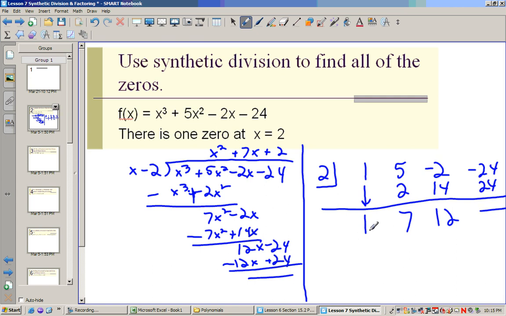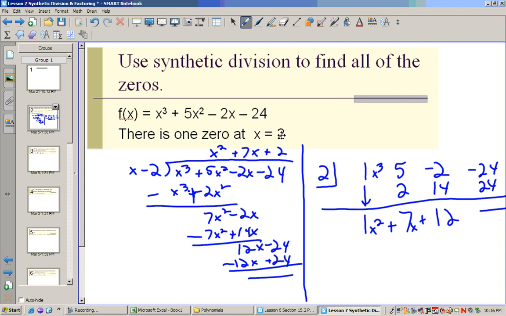Now notice that this is 1x squared plus 7x plus 12. So it drops from being x to the third to x squared. This goes from x squared to x to no value, and the thing without any variable, hopefully, if it divides evenly, won't have any value, or this would be the remainder. Alright, so now we just started the problem.